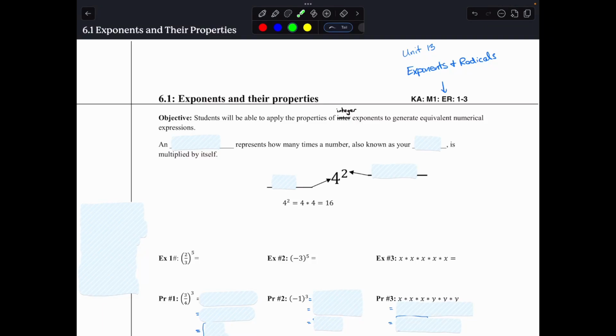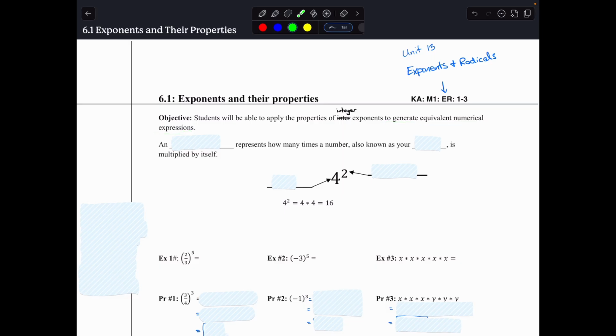All right, Math 1 people, this is our first lesson in Chapter 6, Exponents and Their Properties. We're in a new unit on Khan Academy. This is Unit 13, Exponents and Radicals. After this lesson, you should be able to complete skills 1, 2, and 3 in that unit. Our objective is that you'll be able to apply the properties of integer exponents, that's a typo, it should say integer, to generate equivalent numerical expressions.